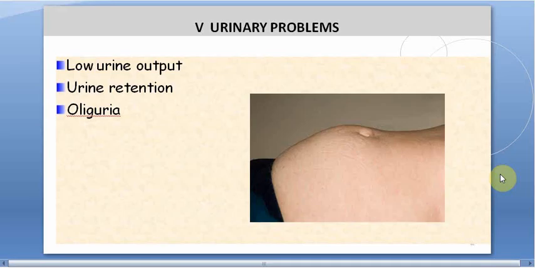In urinary problems, the patient can have low urine output. Sometimes they can have polyuria also. And sometimes there can be urine retention because initially the patient may be on a catheter. Once you are removing the Foley's catheter, chances are there that they may not pass urine. So that may result in abdominal distension also. So this is particularly about the complications in the post-operative period.